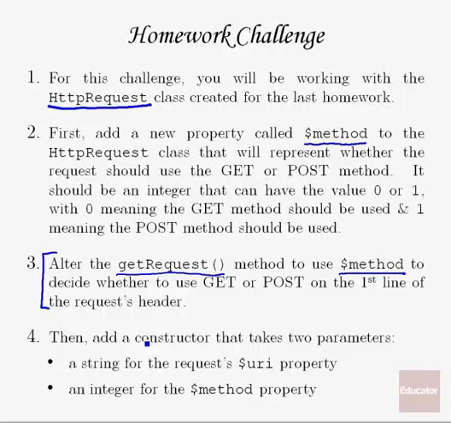Then I want you to add a constructor, and that's what we're going to take from this lesson today, that takes two parameters. The first one's going to be the URI property. As you remember from our HTTP request class that you were to design in the last homework, the HTTP request object has a URI property that represents the URI for this HTTP request. So you're going to pass in a string. The constructor is going to take a string that's going to set the URI property. It's also going to take an integer, a 0 or 1, that's going to allow you to set the method property. So when we create this HTTP request, we can set its method and its URI all by calling the constructor.